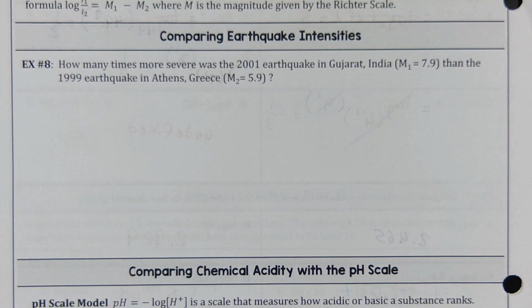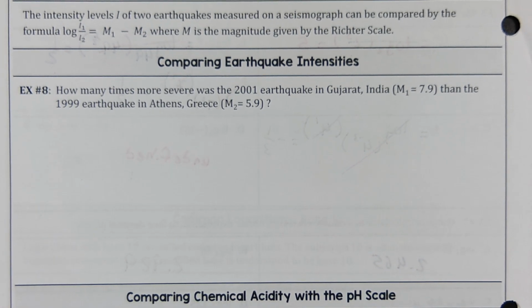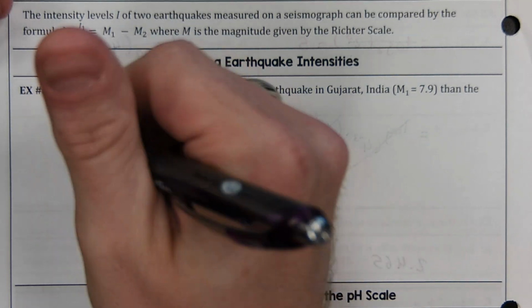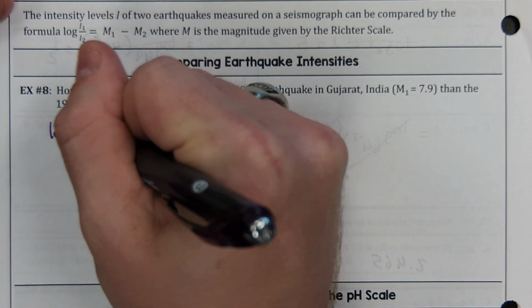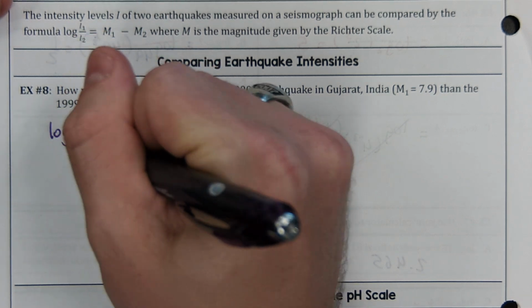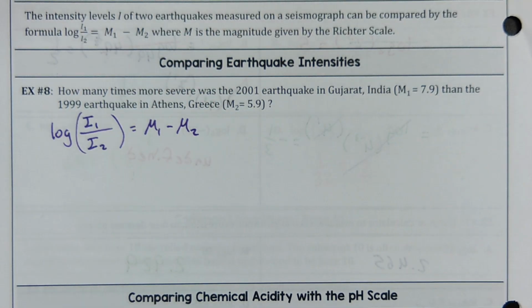Basically what you're saying is how much more energy. Because that's what the Richter scale is actually telling you. The number on the Richter scale corresponds to an amount of energy that was released by the Earth. So let's set it up. Log of (I1 divided by I2), I like parentheses on my argument, is M1 minus M2. By the way, you do not have to have this formula memorized. This is just us using it, okay?